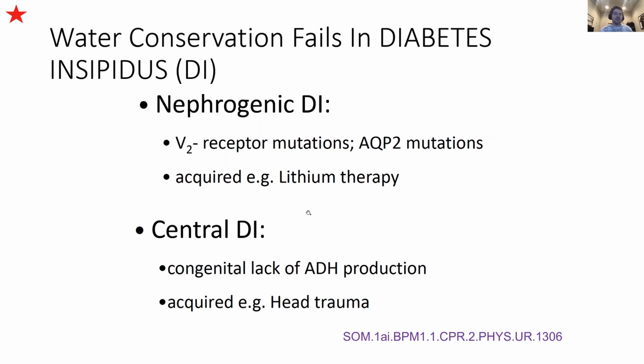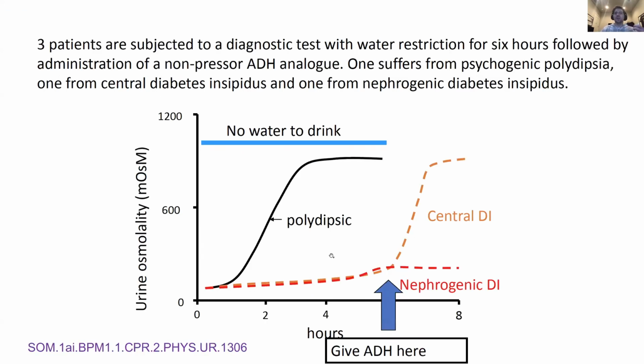So diabetes insipidus, there's two different types. These are super important. I'm sure you'll have a question like this on the test. So central means you're not making ADH. You're not secreting it from the pituitary. If you have nephrogenic, you have adequate ADH. It's just the receptors won't respond to it. So those show up differently when you look at this.